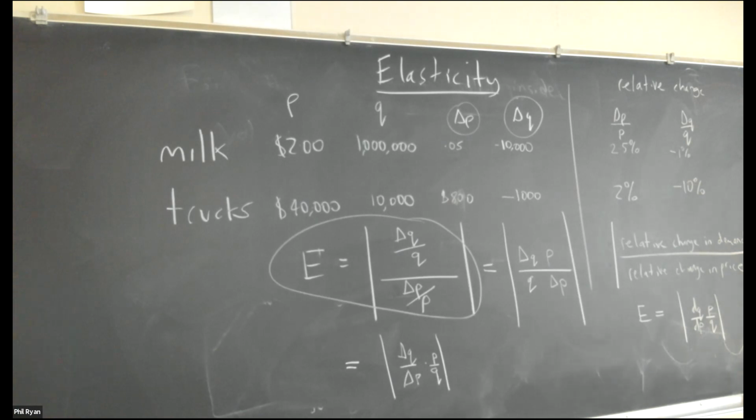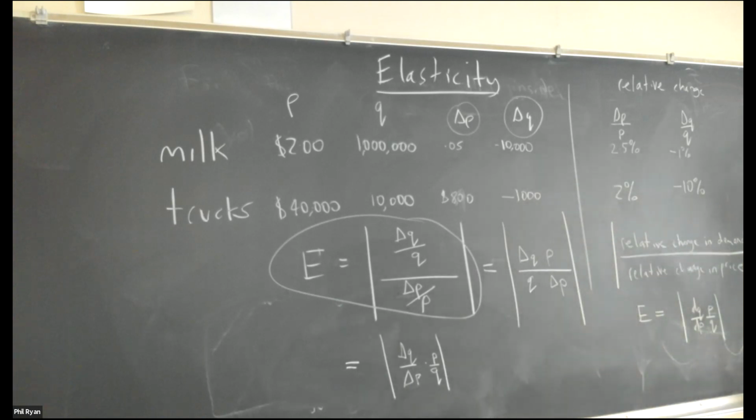So if E equals 1, that means if you change the price, you get the same relative change in demand. So if the elasticity is 1, that means if the price of the good goes up 1%, demand falls 1%.